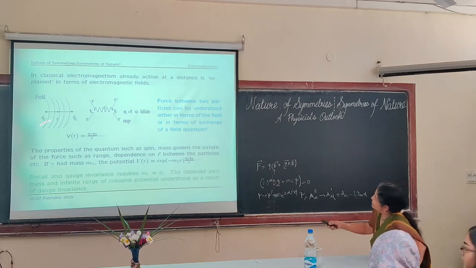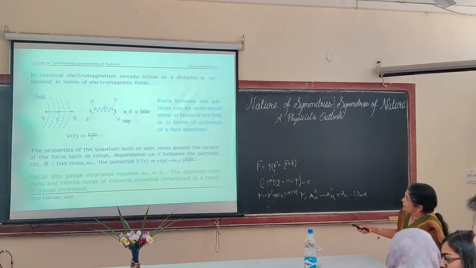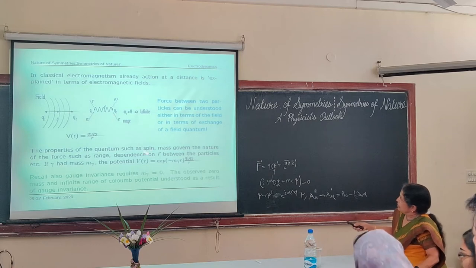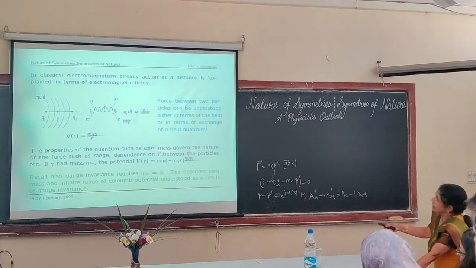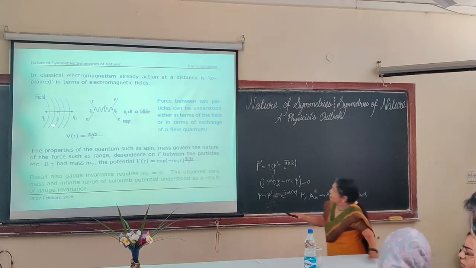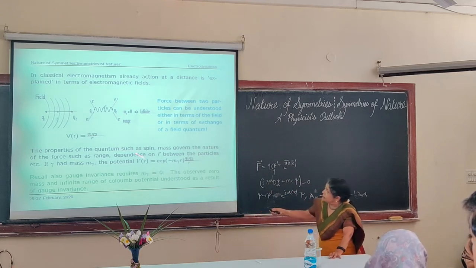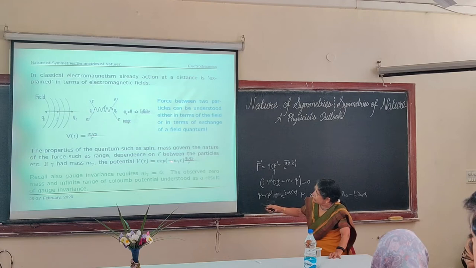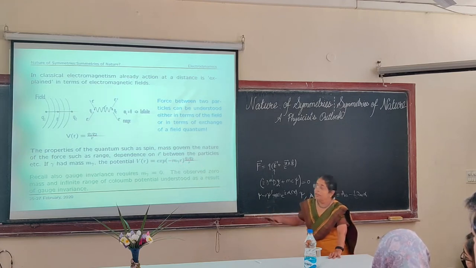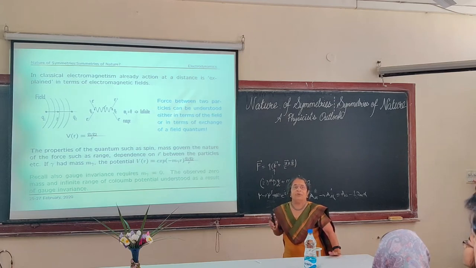So you can either think of this in terms of the field, or you can think in terms of exchange of a field quantum. And the properties of this quantum that you are exchanging, what is its spin, what is its mass, govern the nature of the force. And how do you do that? You can explicitly do these calculations, and you will see that if this exchange particle had a mass, the potential would look like exp(−mγr) times q1q2/r. Now the experimentally observed potential is q1q2/r, right? What does that tell me? It tells me the mass of the photon must be zero.